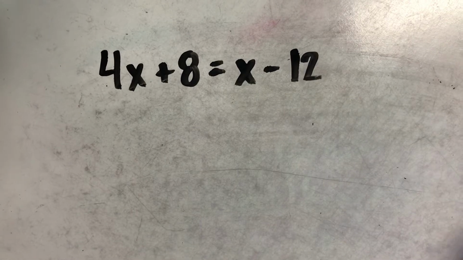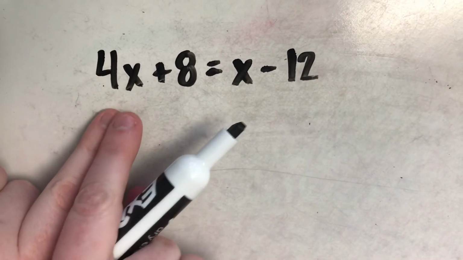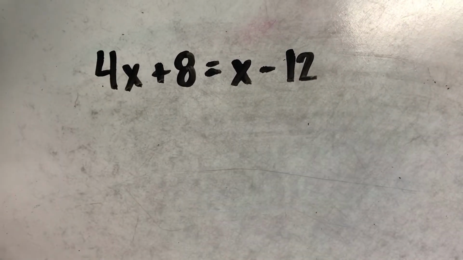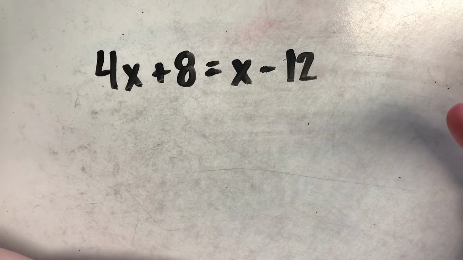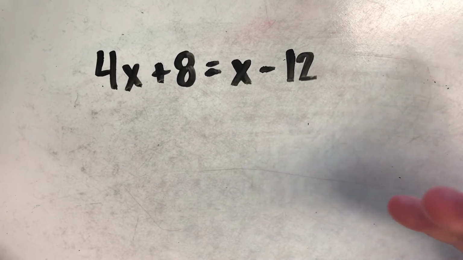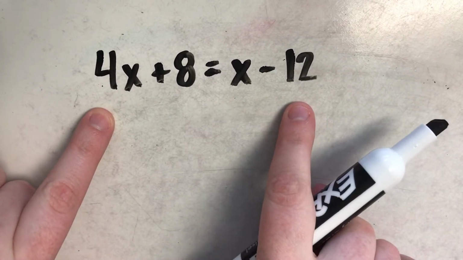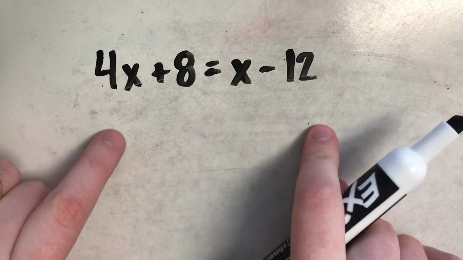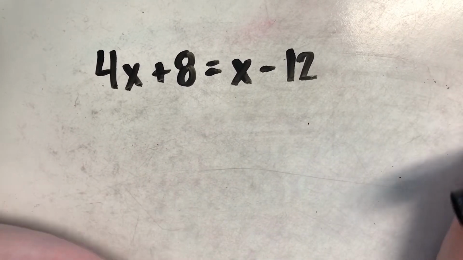Most of the equations that you've seen up to this point have only had a variable on one side of the equal sign. In 8th grade, that changes, and you're now going to work equations that have variables on both sides. So for this one, here's a simple example. I'm going to give you all whole numbers. We're not going to go too in depth with this just yet.